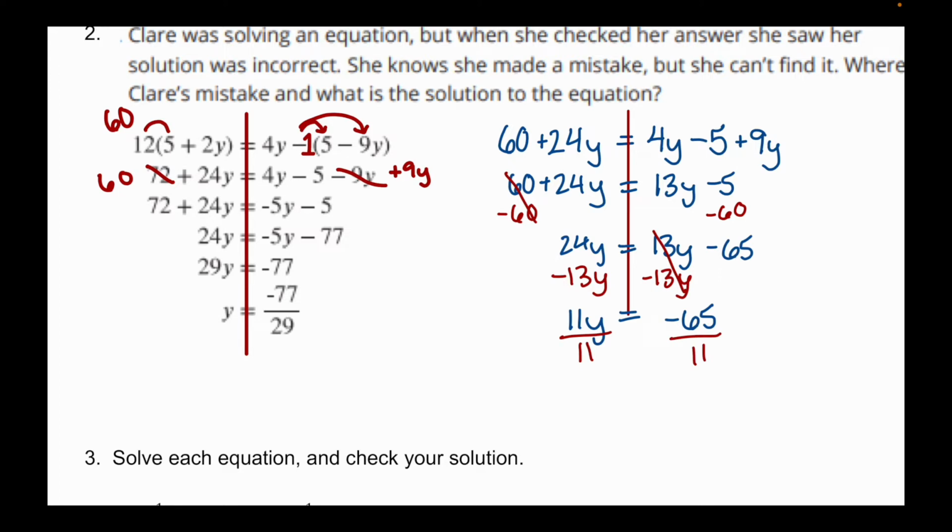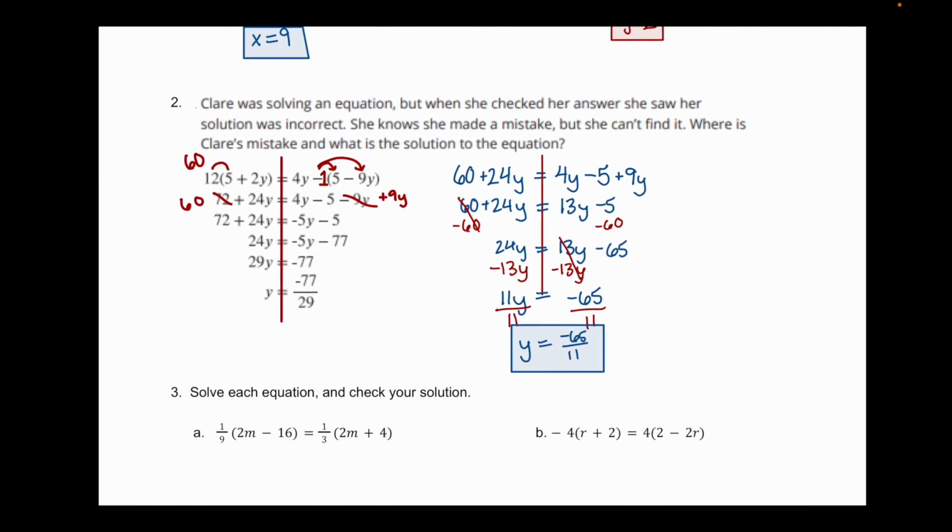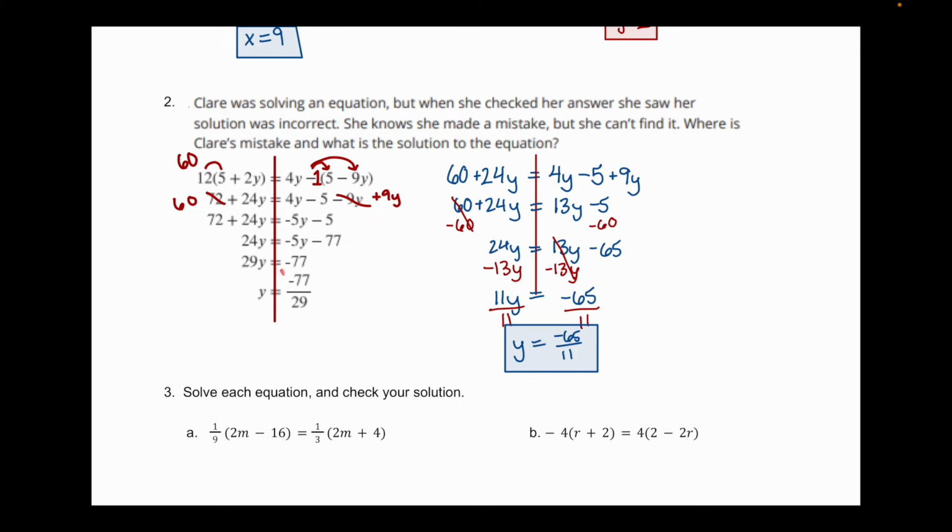And that would cancel, meaning we have y equals -65 over 11. Well, if we want to actually reduce this, it doesn't. You could write it as a decimal, but 65 over 11 actually does not reduce any further. So that would be as close as we can get it to our actual answer. So still not a lovely answer because she had negative 77 over 29, but definitely a different one.